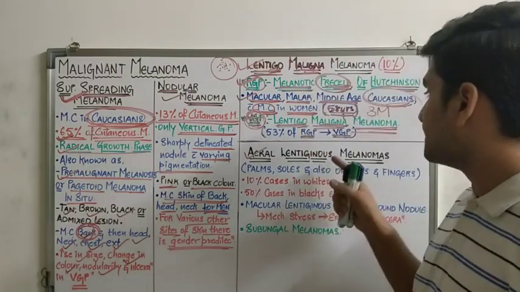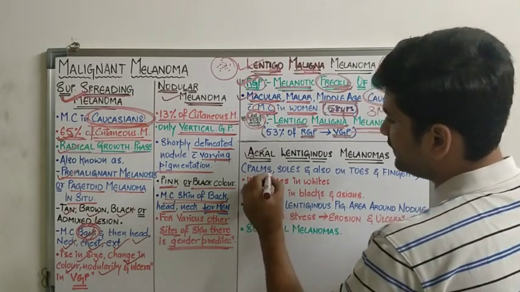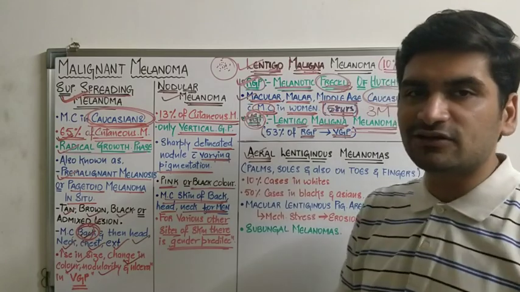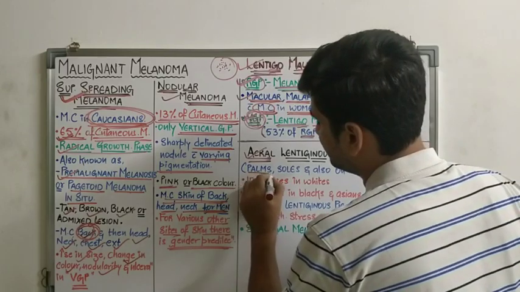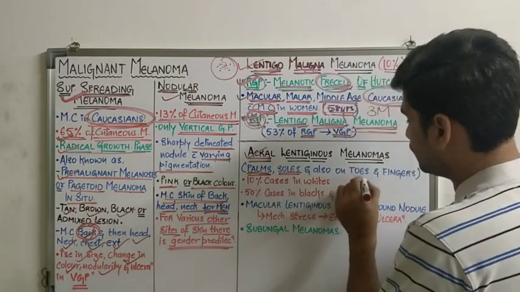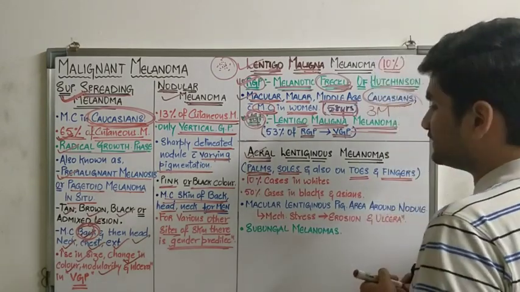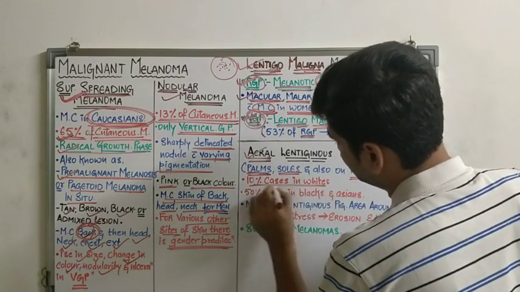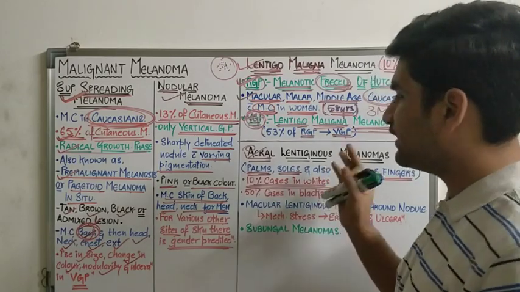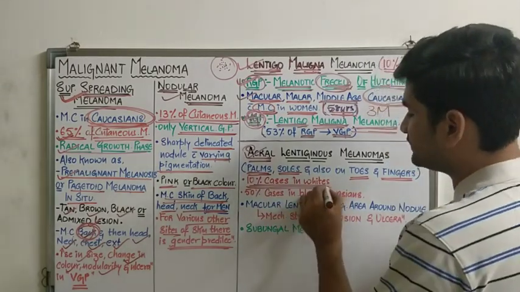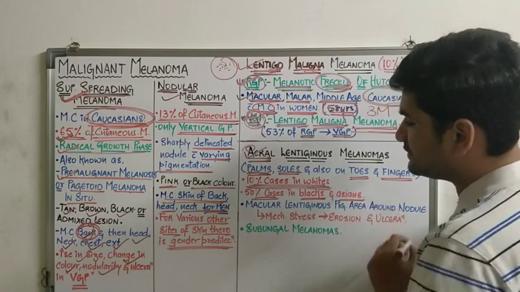What is it? Acral lentiginous melanomas, right? Acral means the peripheral parts of the body, like limbs, fingers, legs or toes, right? In limbs mainly the palms, and in legs you have soles along with toes and fingers, which are most commonly affected in acral lentiginous melanomas. 10% of cases of melanomas consist of this type in white individuals. Of all the melanoma cases, 10% in whites are of this type, and 50% of cases are of this type in black and Asian people, right?